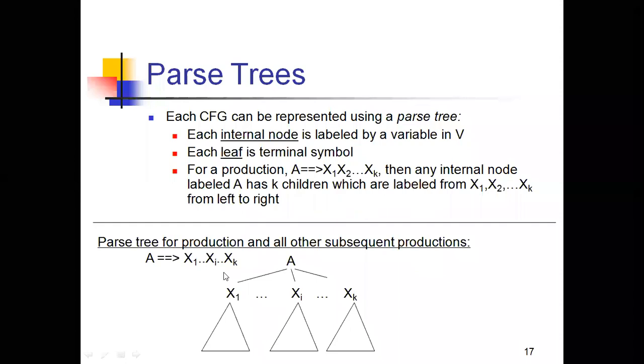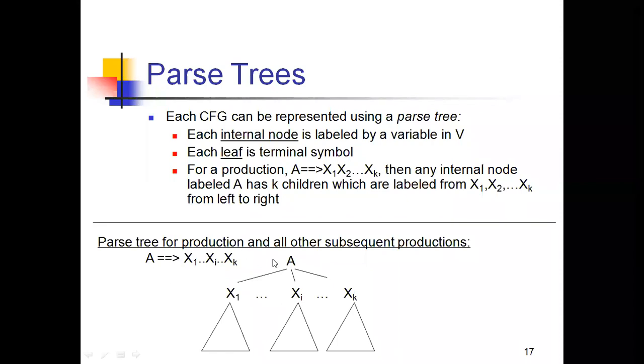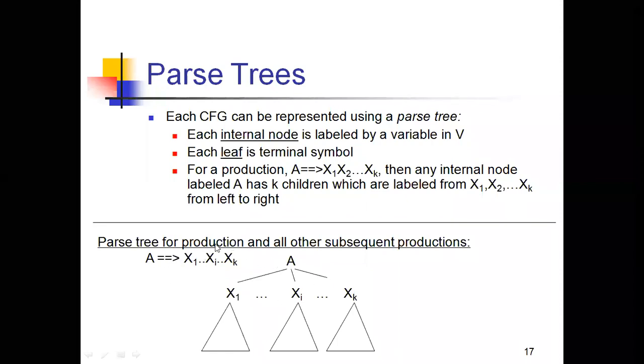And this is the way of showing the subsequent productions just by representing with a parse tree. And this is the parse tree for the production and all other subsequent productions like this. First, A tends to x1 x2 so on xk, right? So A is a root node. A is the starting symbol of the grammar, so A becomes the root node. And all of these on the right hand side of the production become children nodes of this A, right?